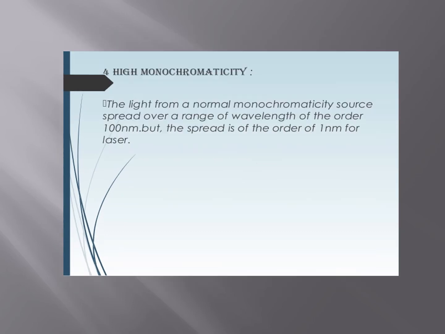Now comes high monochromaticity. It is a monochromatic source. If it has only one wavelength, we call it monochromatic. If it has more than one wavelength, it is called polychromatic. Here the laser beam is highly monochromatic. The light from a normal monochromatic source spreads over a range of wavelengths of the order of 100 nanometers, but the spread is of the order of 1 nanometer for laser.